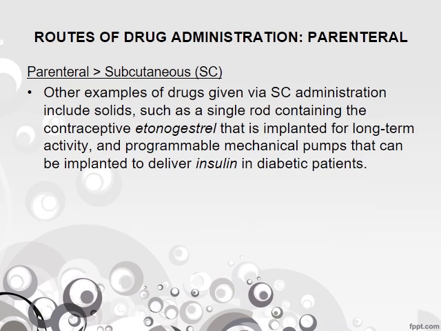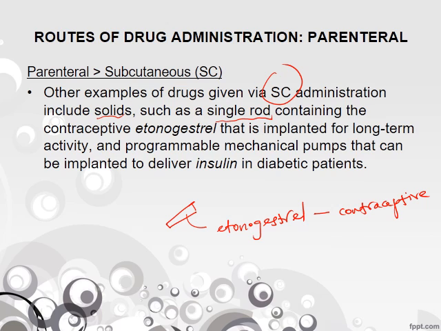Another example of a drug given through the subcutaneous route includes solids that you can put in the subcutaneous tissue, such as a single rod containing etonogestrel, a type of contraceptive. So the female patient does not need to take a contraceptive pill every day, but can just have this rod implant, and it can prevent pregnancy.